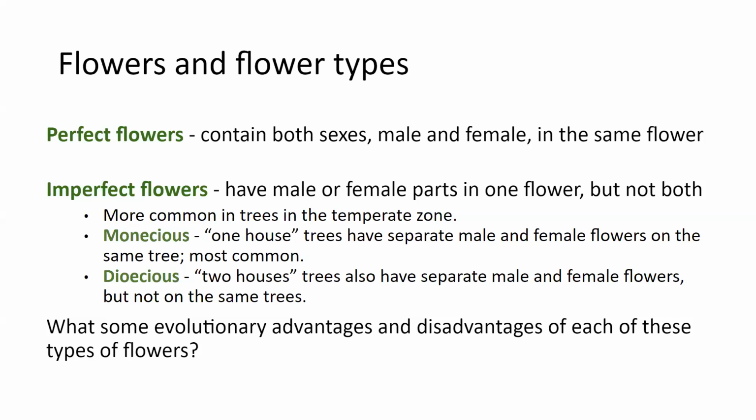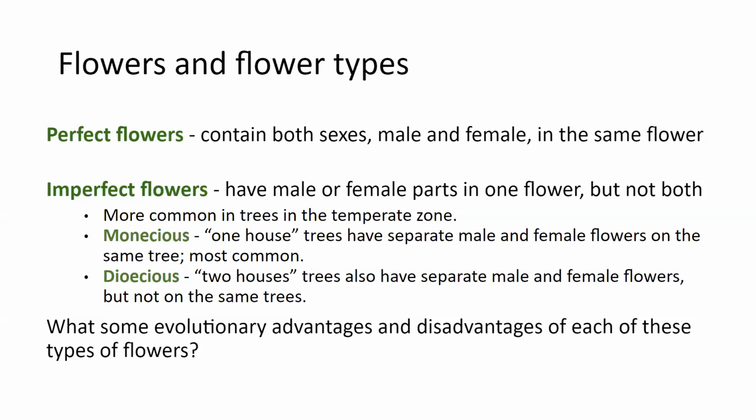That's true of maples. Sometimes you have to look very carefully to notice that they are actually separate male and female flowers. And then you have examples of dioecious trees, and they have separate male and female flowers that are on different individuals. So you have male trees and female trees, and monoecious and dioecious is one house versus two house. That's the Latin root, if that's something that's familiar to you.